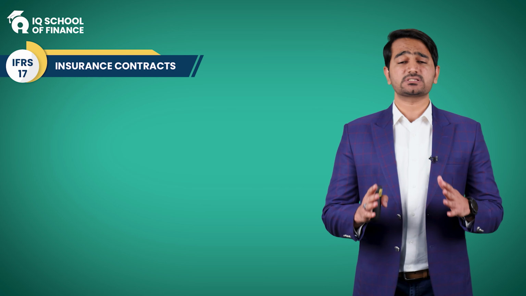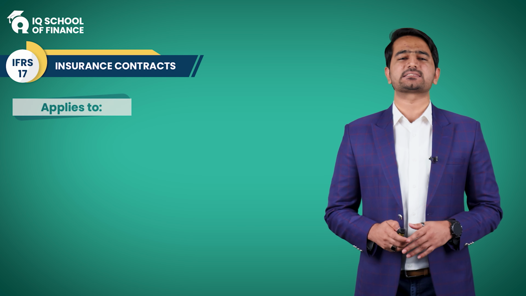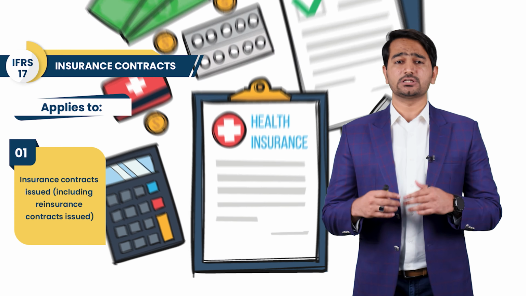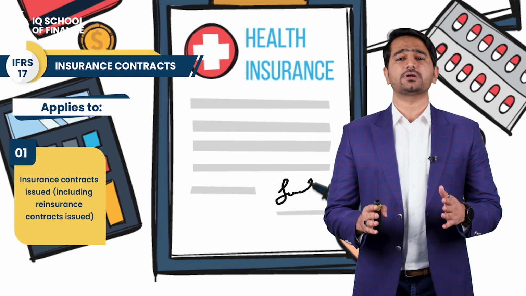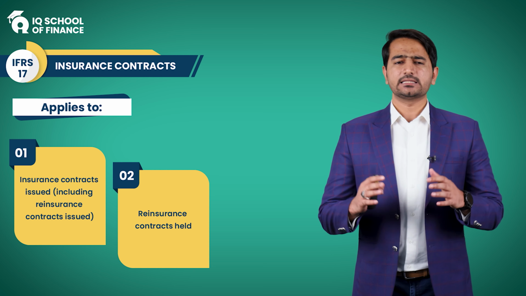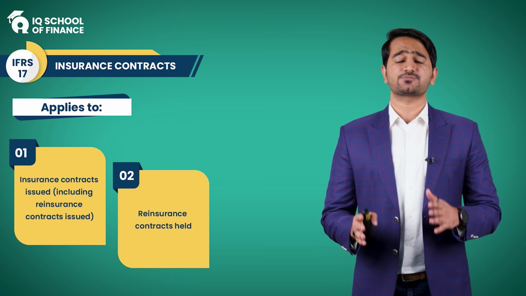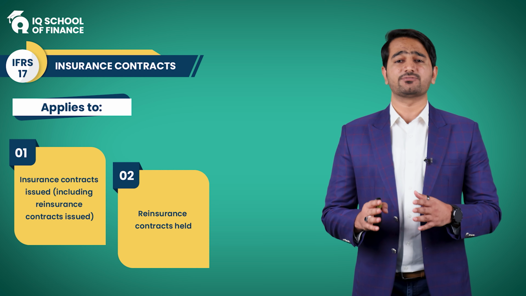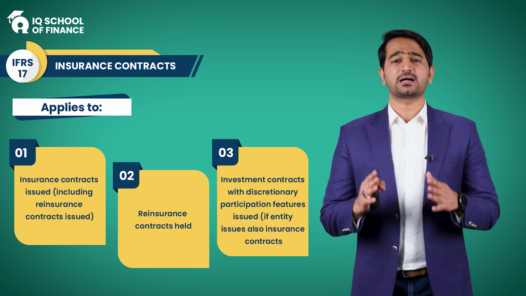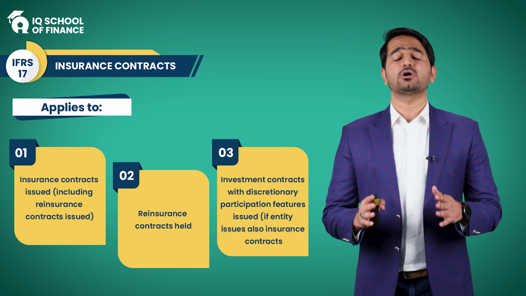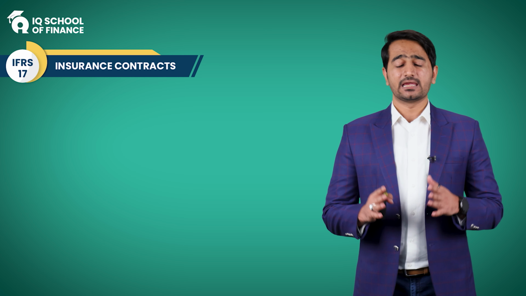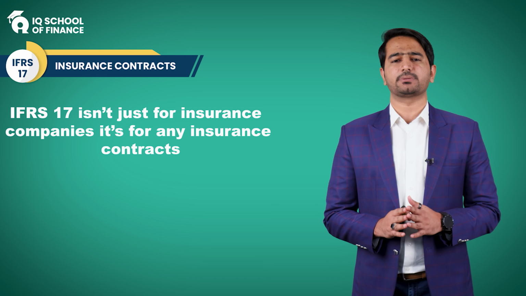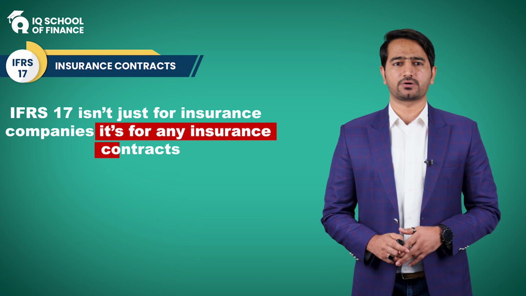Now let's see to which type of contracts we need to apply IFRS 17. It is for all insurance contracts issued, including reinsurance contracts issued and also for reinsurance contracts held. Think of reinsurance as insurance for insurance itself. IFRS 17 is also applied for investment contracts with discretionary participation features if the company also issues insurance contracts. It is important to remember that IFRS 17 is not just for insurance companies, it is for any insurance contract.